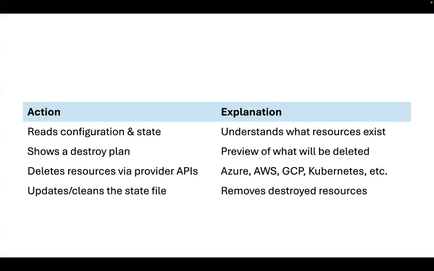So how does it work? First, it will read the configuration and state file and understand what resources exist. It shows a destroy plan. It will show us, okay, these are the resources it is going to destroy. Then it will ask, do you want to go ahead? If we type yes, it will go ahead and start deleting the resources via provider APIs. And at the end, it will update or clean the state file.